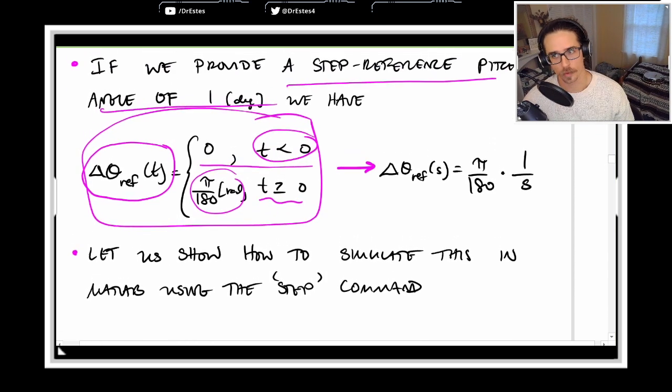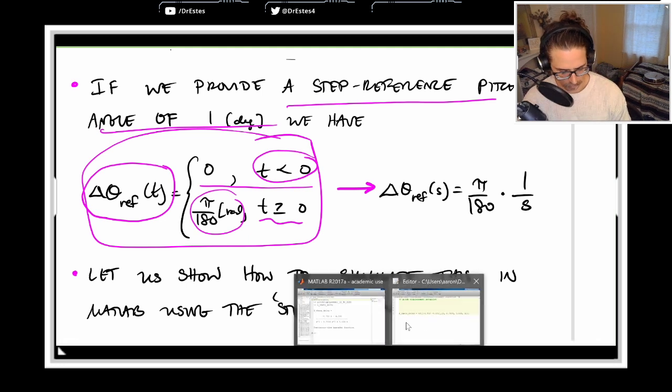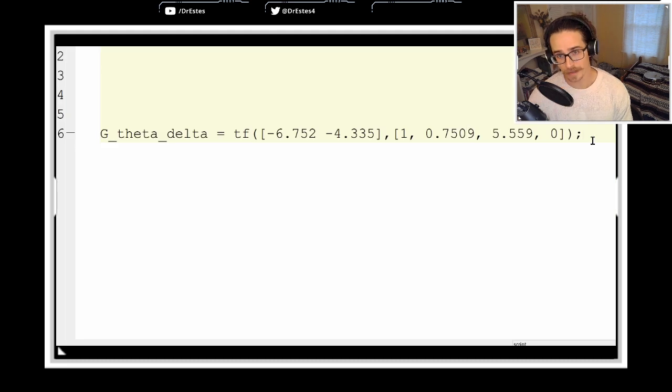All right, we're going to go back into MATLAB. We're going to simulate this open loop response. Prepare yourself. I'm having to do everything on the one computer today because MATLAB died on my desktop. I don't really know what happened there.